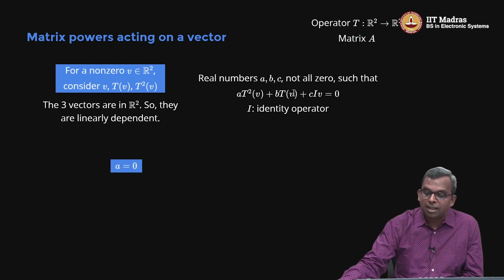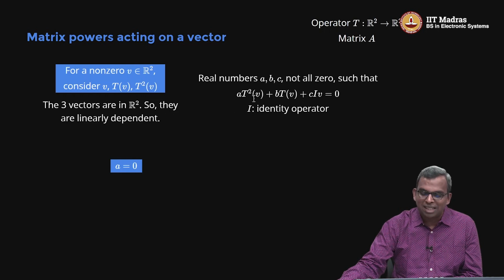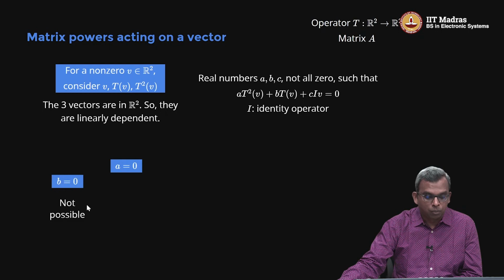This is like a quadratic equation in the operators. Various things may happen here. Maybe a is 0. If a is 0, b equal to 0 is not possible. If a and b are both 0, then c times v is 0, but c has to be non-zero, because a, b, c are not all 0, and v is also non-zero. That is a contradiction, so it won't happen. b equal to 0 won't happen.